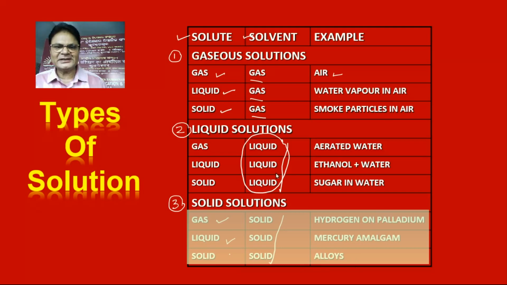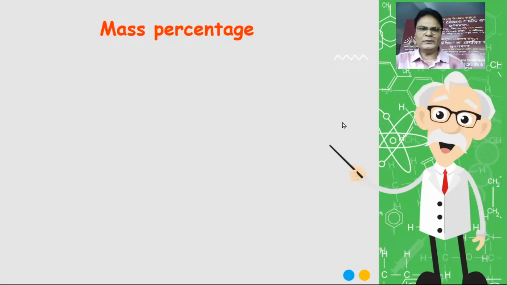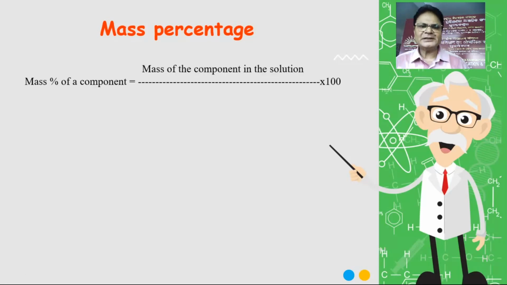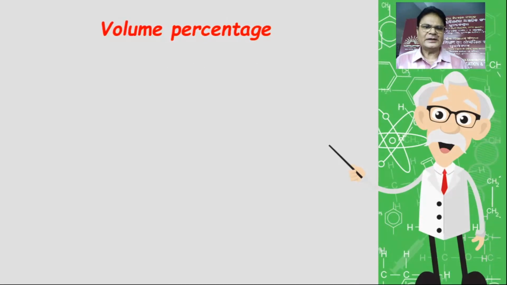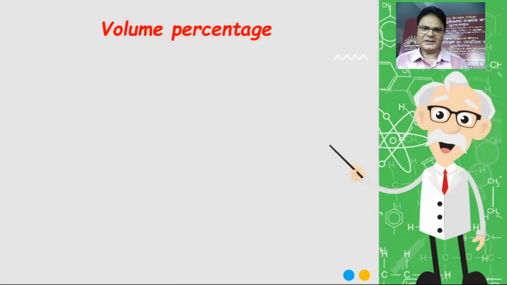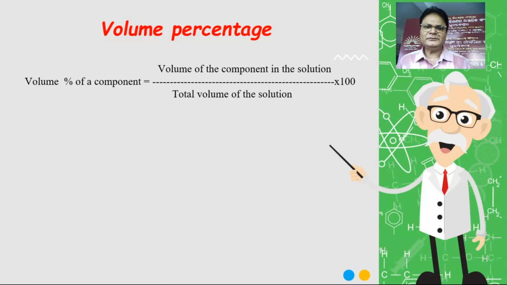So these are the three different types of solution based on the nature of solute and solvent. Now we will discuss how to express the concentration of solution. The first one is mass percentage. Mass percentage is defined as the mass of the component in the solution divided by the total mass of the solution, multiplied by 100. The other one is volume percentage: the volume of the component in the solution divided by the volume of the solution, multiplied by 100.